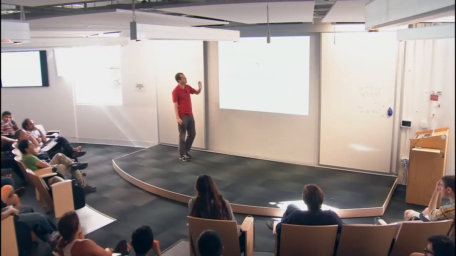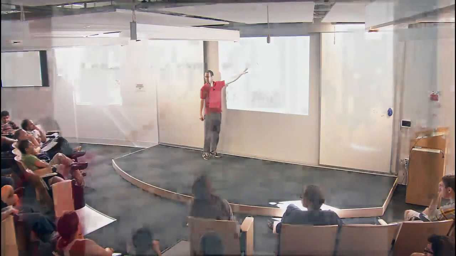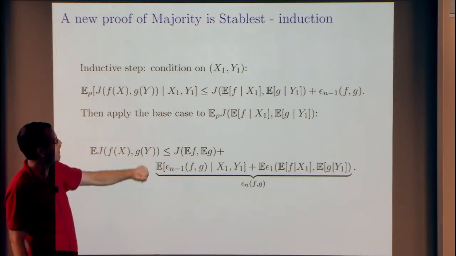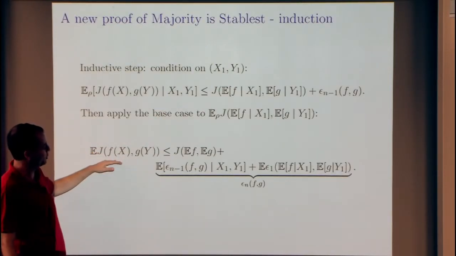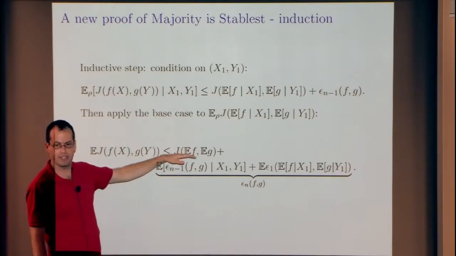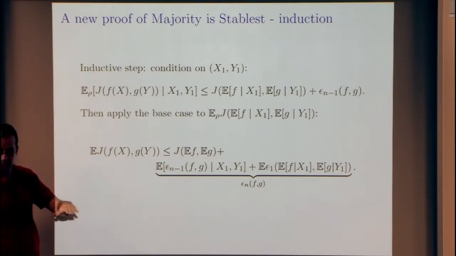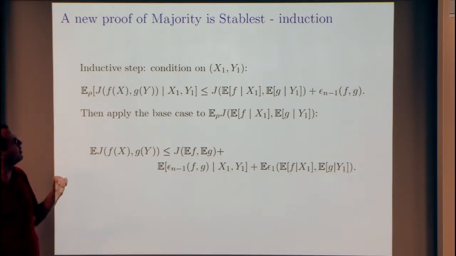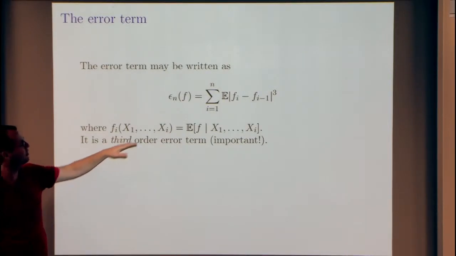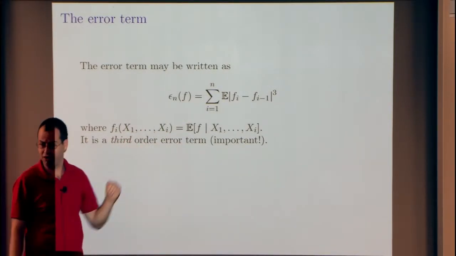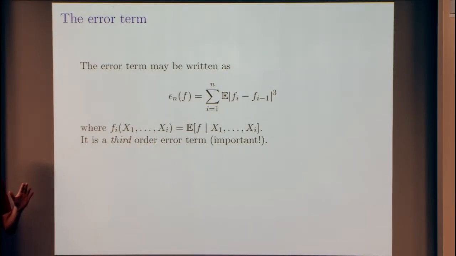So the induction statement is done. The inductive statement says that the expected value of j is less than or equal to j of the expected value, which was the Gaussian statement, plus an error term. The error term is very explicit. It's just given by this martingale difference to the third power. So that's the end of the inductive statement. Now I'm deriving the corollaries of this derivation.